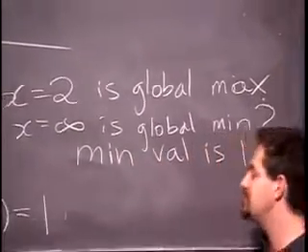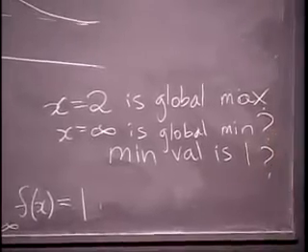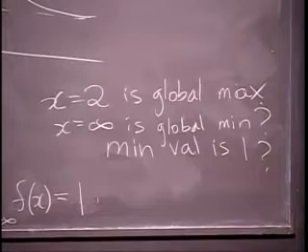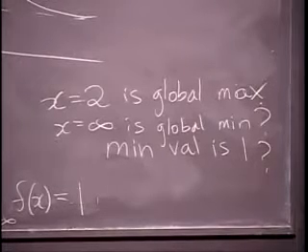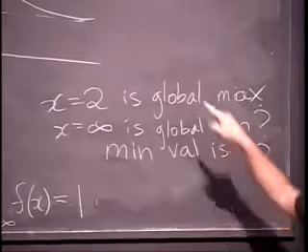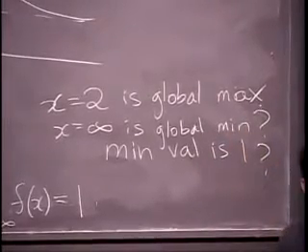I put question marks after there, because how can infinity be a global minimum? What does that even mean? Infinity is not even a number, so that can't make sense. Is the minimum value 1? Well, for that to make sense, the function would actually have to be 1 somewhere.